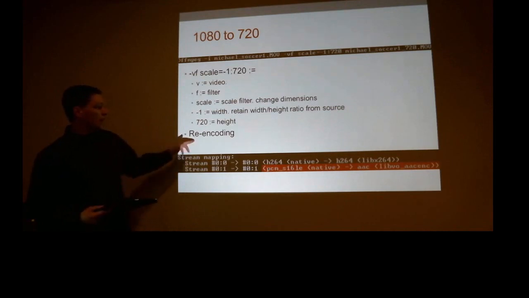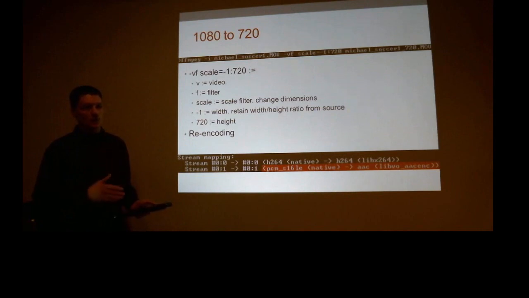This does involve re-encoding the input, because in order to get those frames to put them through a filter, we have to decode the input. So if you decode it and then you change the frames, you have to re-encode it. So it will be much slower than using a copy codec.